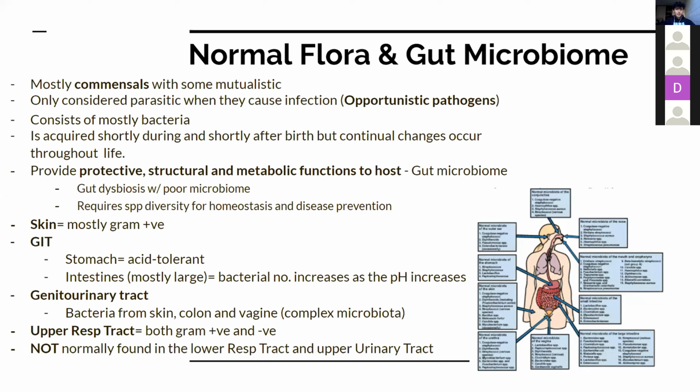In the genitourinary tract, there is bacteria from the skin, the colon, and the vagina, and I believe the upper urinary tract is meant to be sterile. The upper respiratory tract has both gram positive and negative normal flora, and there is no normal flora normally found in the lower respiratory tract or upper urinary tract. Therefore, any bacteria which is found there is pathogenic or not meant to be there.